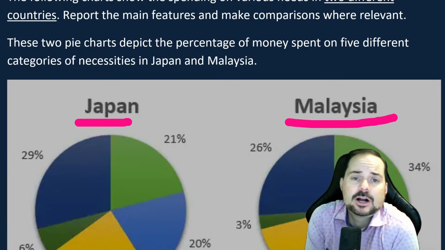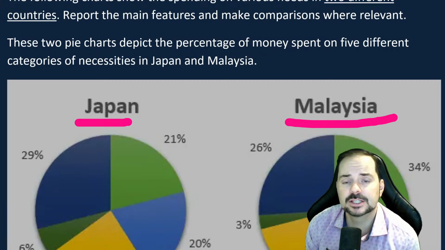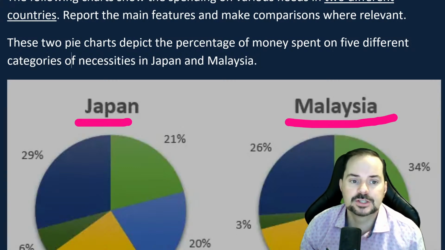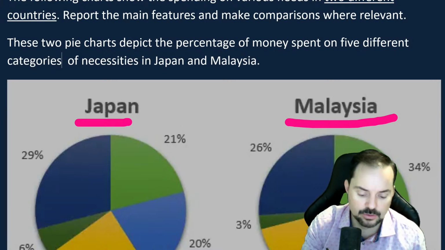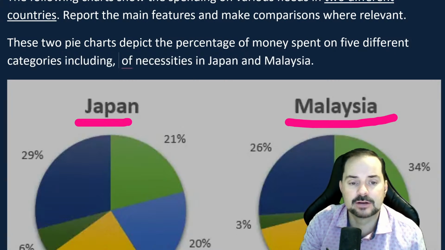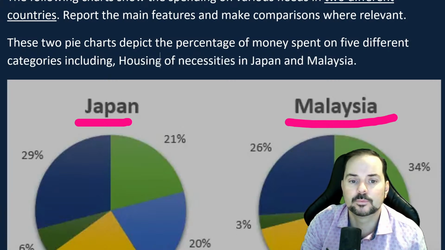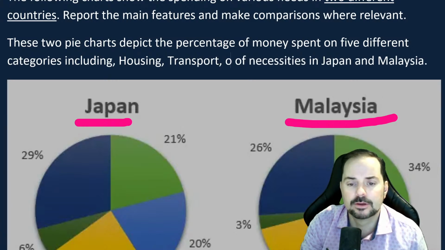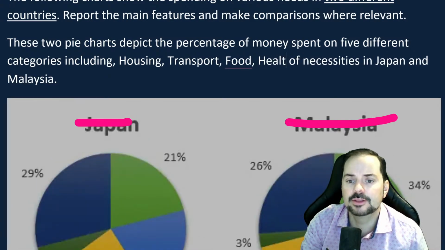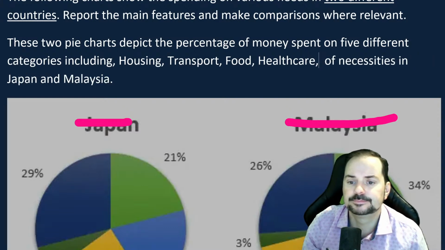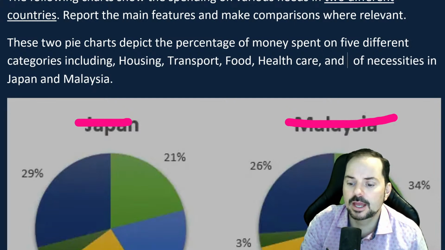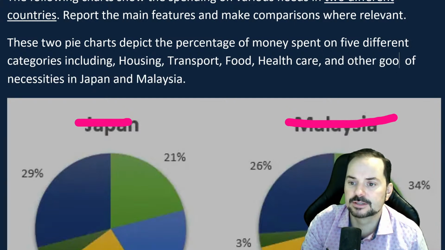Now, if I have a couple of really simple pie charts like this, I might actually include the 5 different categories. So just to give it a bit more content, categories including housing. We can capitalize because they're the names of the categories. Transport, food, healthcare. We'll keep it 2 words. And other goods and services.